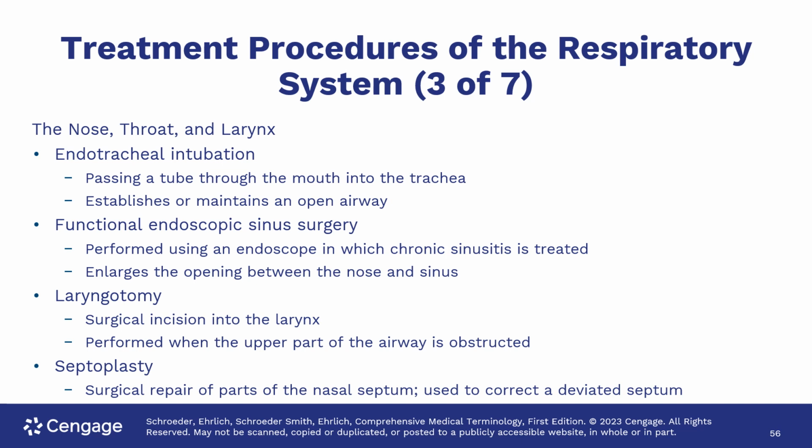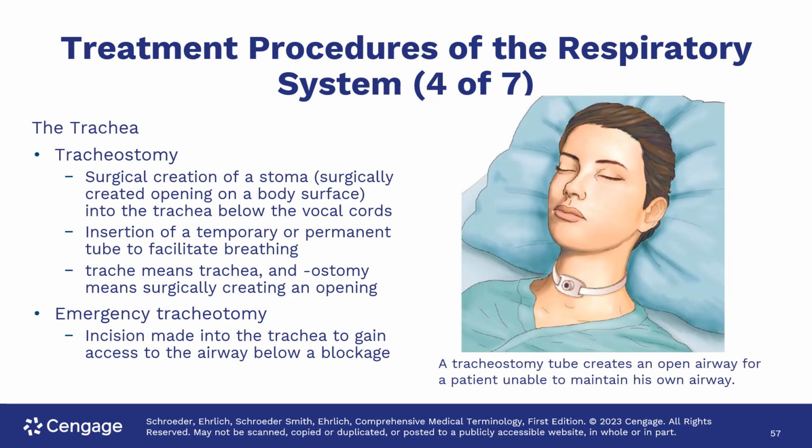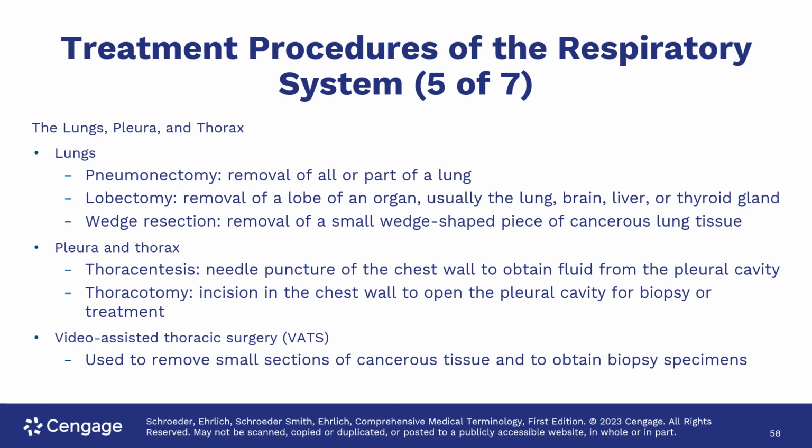There are various surgeries used to treat, as well as intubation, where a breathing tube is inserted into the trachea to keep your airway open. Tracheostomy bypasses the nose and throat and creates an opening in the neck. Surgery can be performed to remove all or part of the lung, either partially with a wedge resection or lobectomy, or a whole lung called a pneumonectomy. Thoracentesis is a puncture into the chest wall with a needle to extract fluid out.